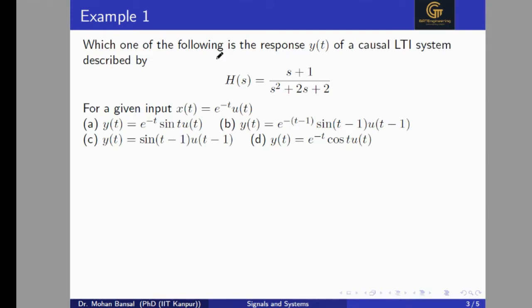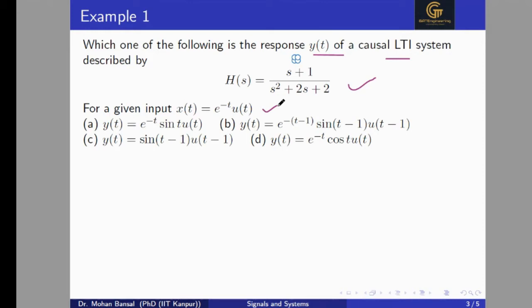The first problem is that we have to find the response y(t) for a causal LTI system given by the function H(s), which is (s + 1) divided by (s² + 2s + 2). We are also given the input x(t), which is e^(-t) u(t). We have to compute y(t), that is, the response or output of the system H(s).